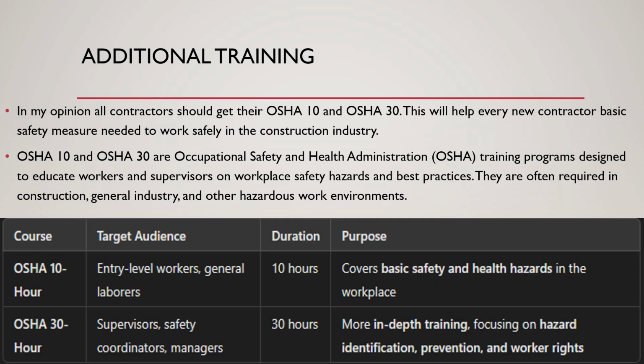And OSHA 30 is a 30-hour course. It's meant for supervisors, safety coordinators, managers. It will give you in-depth training, focusing on hazard identification and prevention, and worker rights. So if you're a contractor, for example, looking at these videos, go get your OSHA 10 and go get your OSHA 30. You could do it online. You could do it in your own home on your computer.